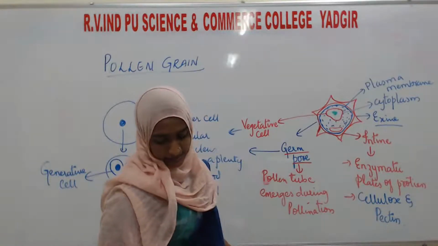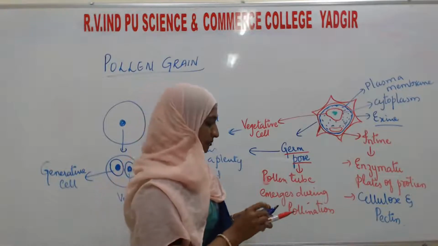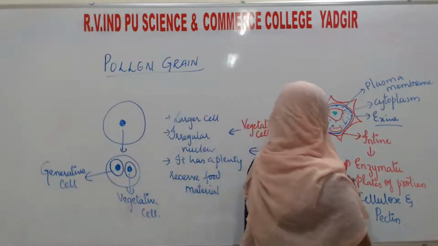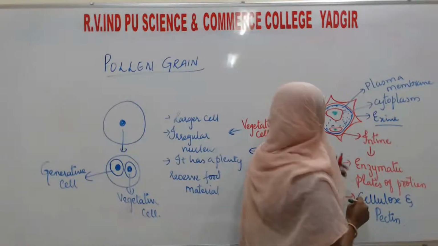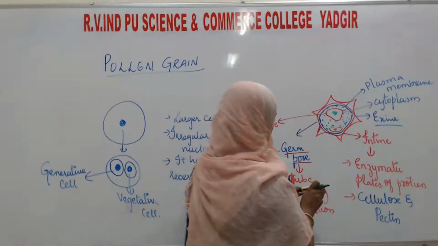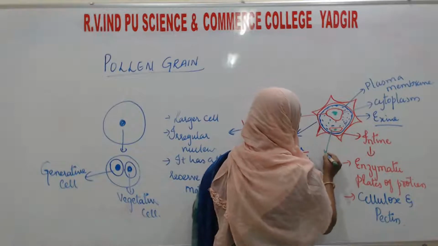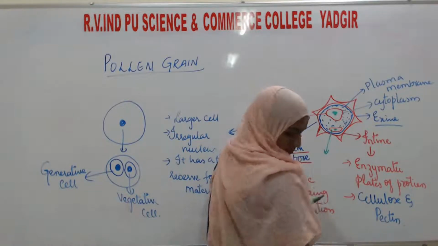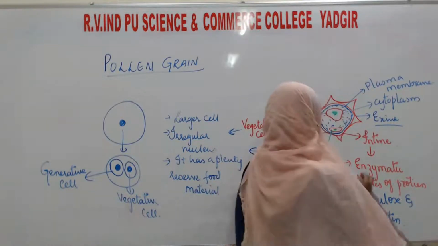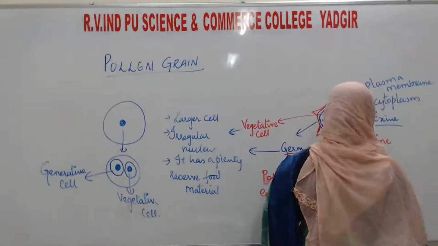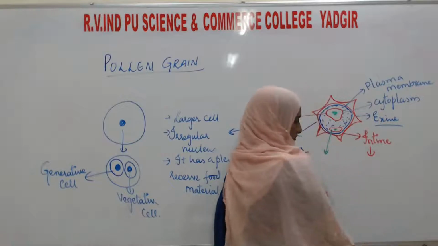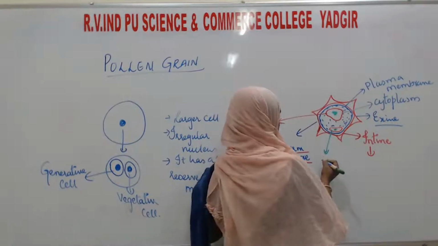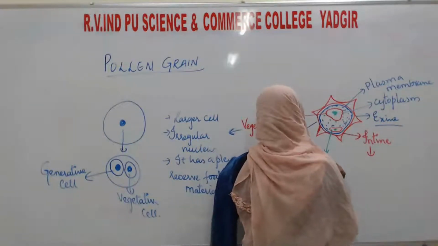Okay, it has a proper nucleus, and this cell is not a bigger cell, it is a smaller cell. Okay, so these two, this is the generative cell.